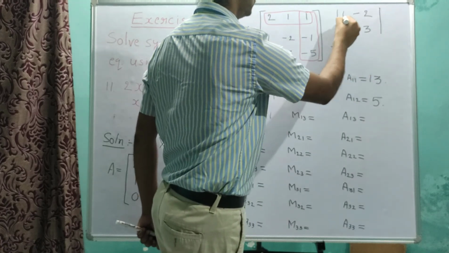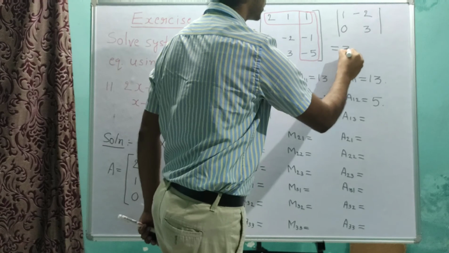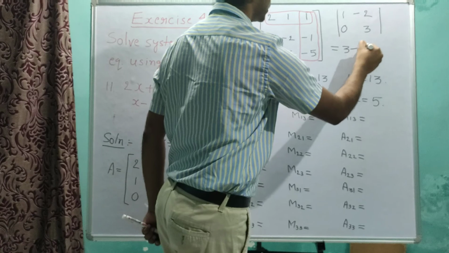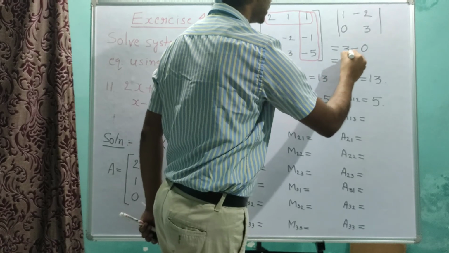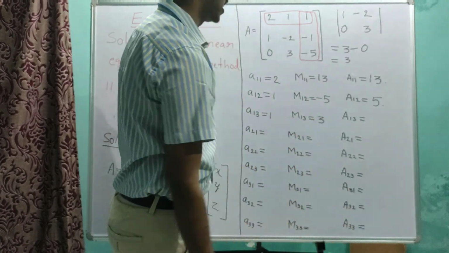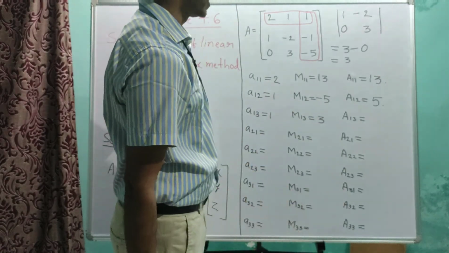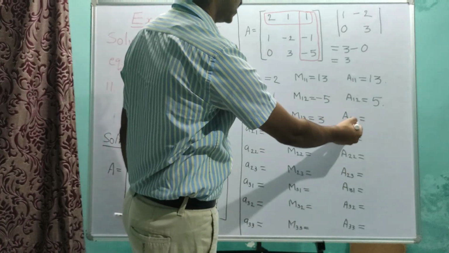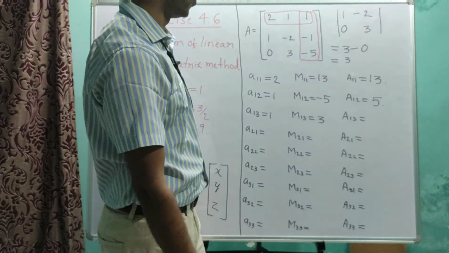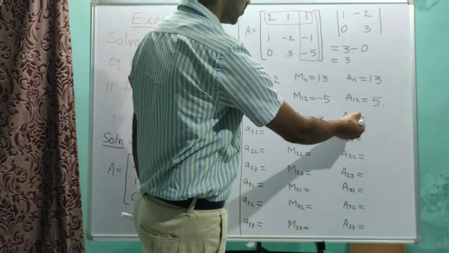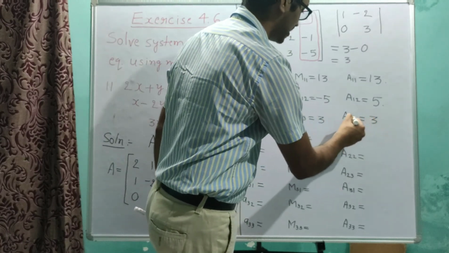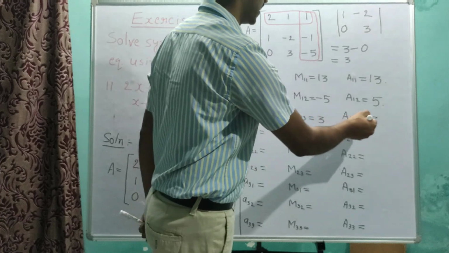So that is equal to 1 into 3 becomes 3, minus 2 into 0, that is 0. 3 minus 0 becomes 3. So the value of M13 becomes 3. And its cofactor A13 is equal to, again, the sum of the suffix 1 plus 3 becomes 4, which is even. So cofactor and minor will be the same. The value of A13 is the same as M13.